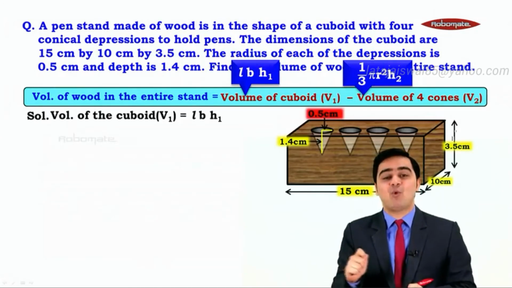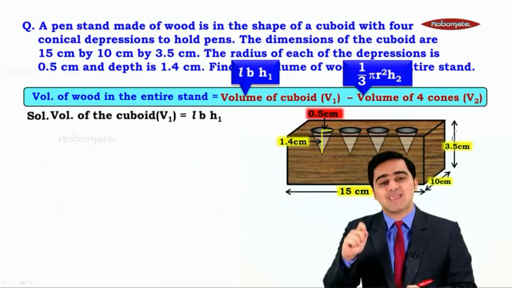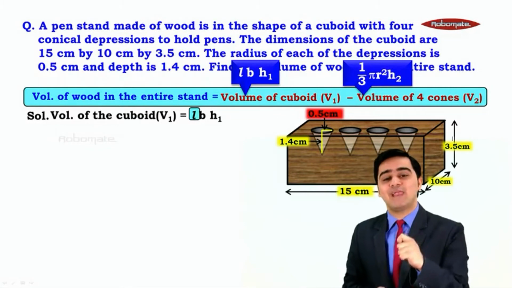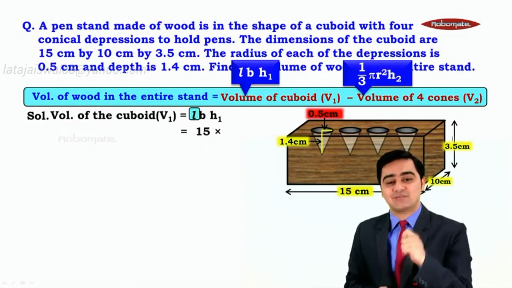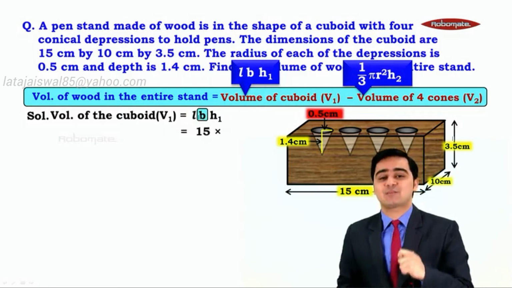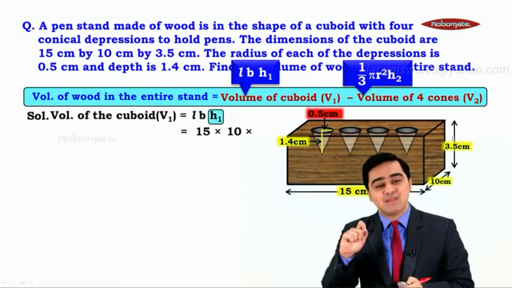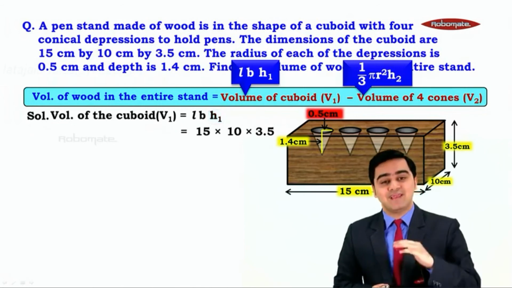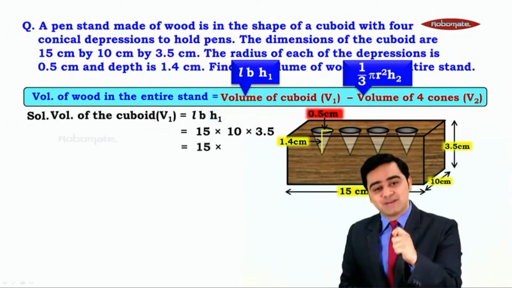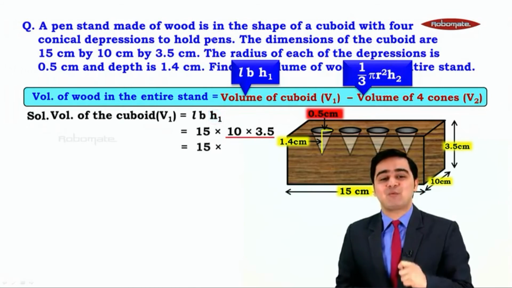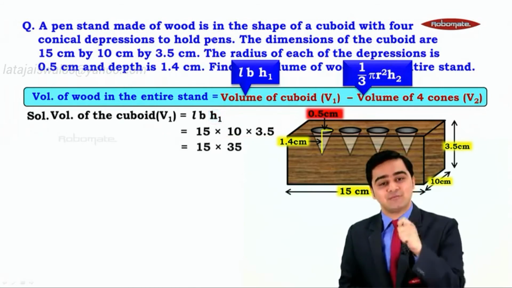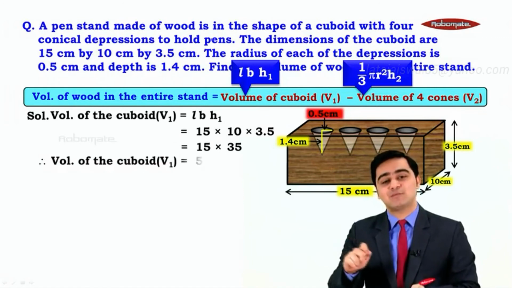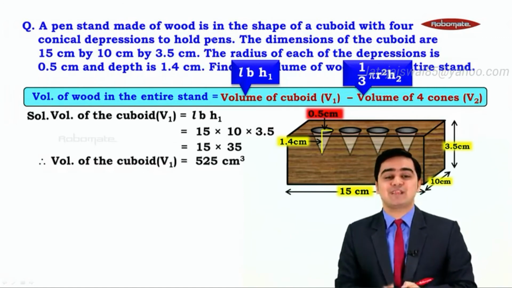First, we'll calculate volume of the cuboid. The formula is LBH1. Let us substitute the values. In place of L, we can substitute 15. In place of B, that is breadth, we can substitute 10. And in place of H1, that is the height of the cuboid, we can substitute 3.5. Let's understand the next step. In place of 15, we'll write 15. 10 into 3.5 is 35. So, we have 15 into 35 as 525. So, we can say, therefore, the volume of the cuboid is 525 centimeter cube.